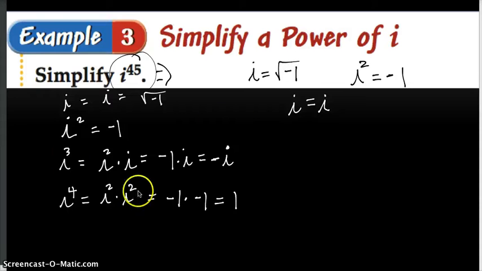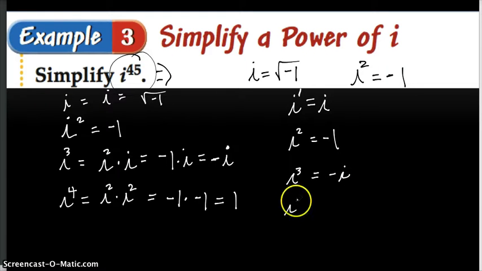So the last video we looked at this, and now we're taking a culmination of our information together. So i to the first power is just i. i to the second power we recognize as -1 as per the definition. i to the third power we can write as -i, right? i to the fourth power we see is 1.